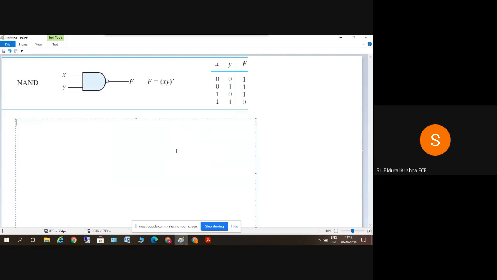Yeah. So last class we have seen the logic gates. We have started to see about these logic gates. What are the logic gates available? We have seen the AND gate, OR gate, inverter, buffer. And now we'll see the logic gates called NAND, NOR, exclusive OR, and exclusive NOR. So these are the four logic gates remaining here.